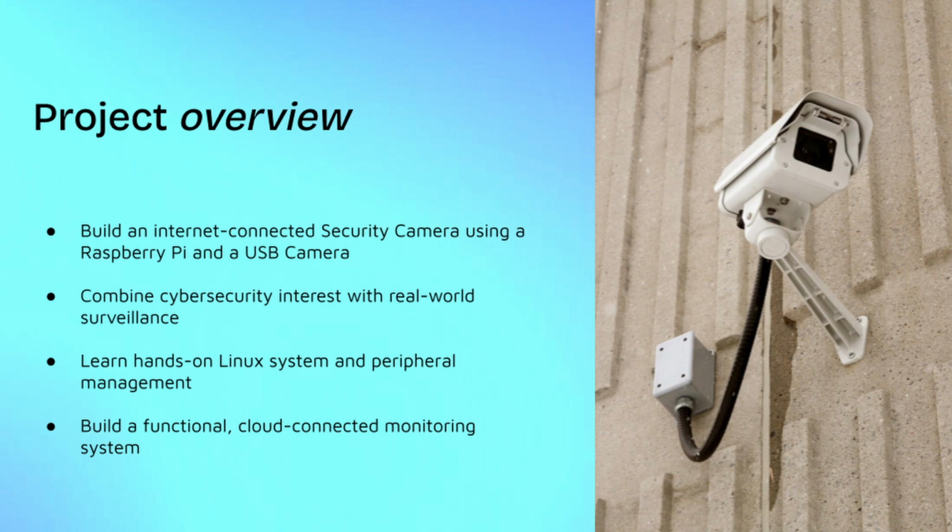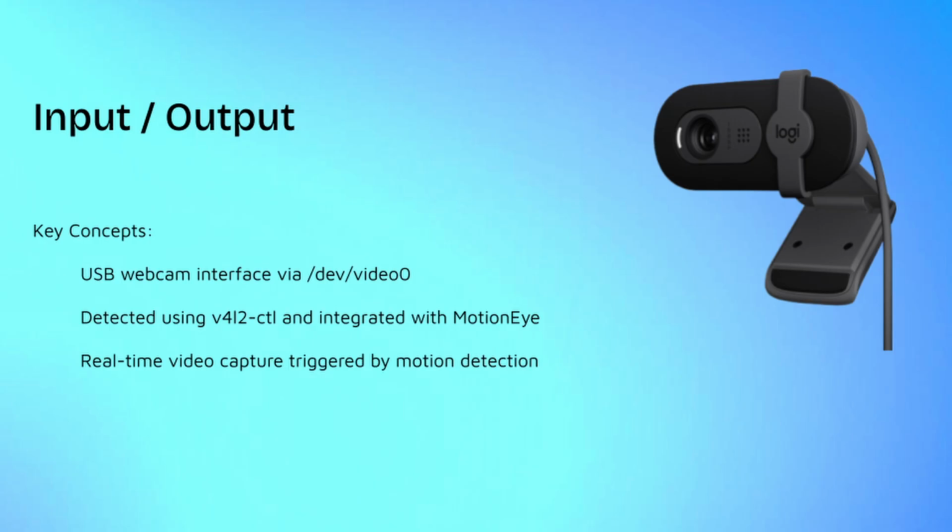The goal was to build a system that could detect motion using a camera, capture video or photos, and automatically upload those files to a secure cloud location, in this case, Dropbox. Next, let's take a look at some connections to architecture.